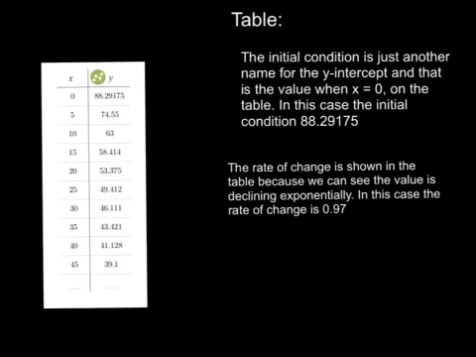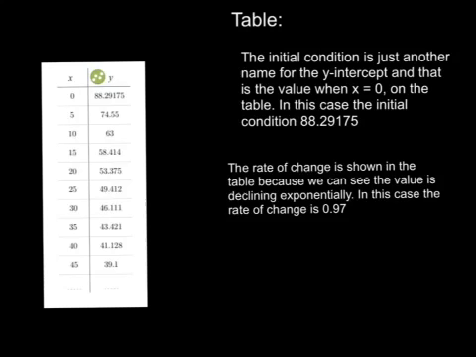As I said before, the table shows us many things. But two main things that the table shows us are what the initial condition is and what the rate of change is. Well, we said that the initial condition is 88.29175 because that's the starting value after 0 minutes. Well, now, what is the rate of change?